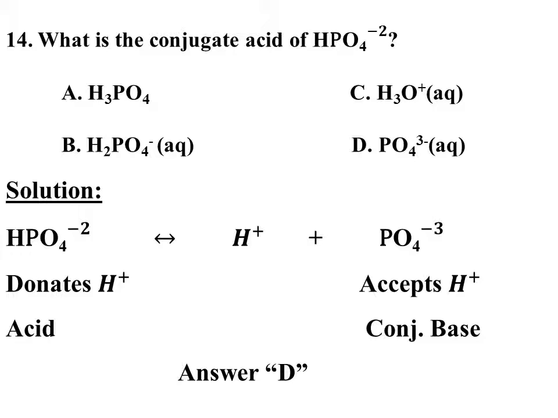This implies HPO₄²⁻ is the Brønsted-Lowry acid, and PO₄³⁻ is the conjugate base of what? The acid HPO₄²⁻. The answer should be D.